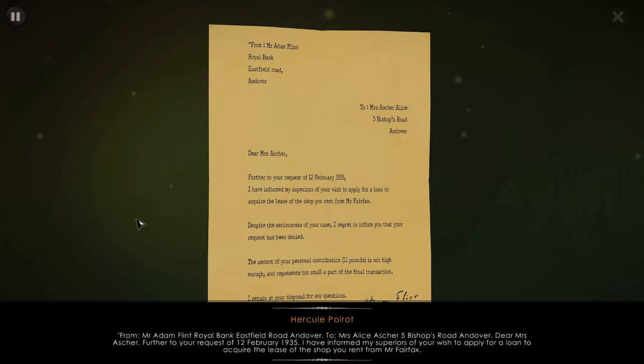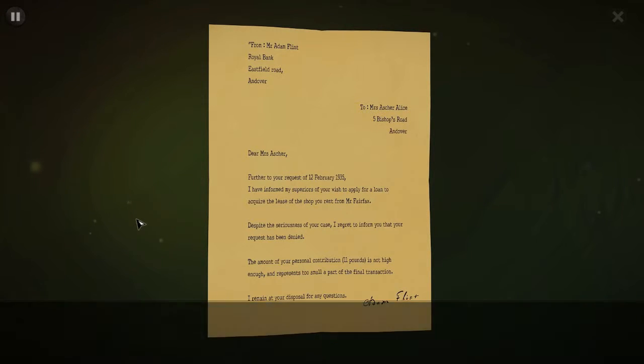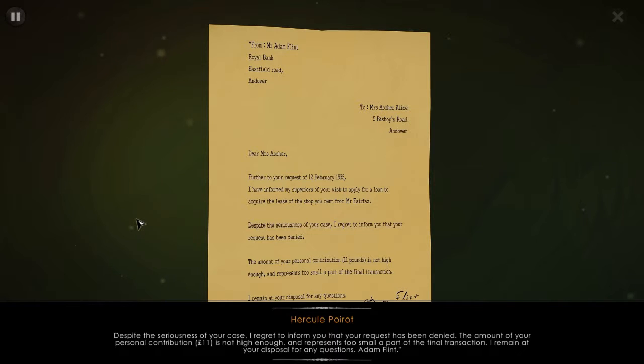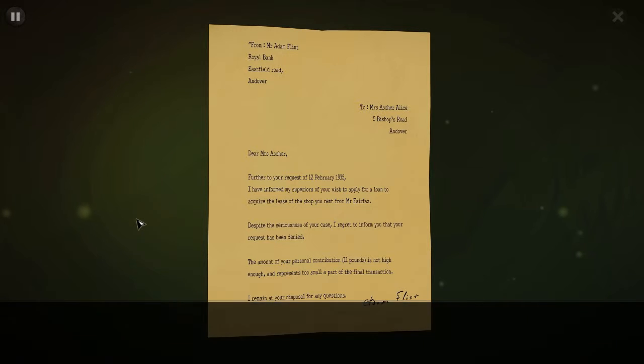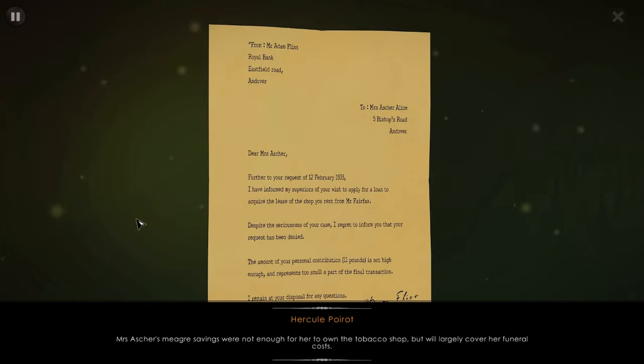From Mr. Adam Flint, Royal Bank, Eastfield Road, Andover. To Mrs. Alice Asher, 5 Bishops Road, Andover. Dear Mrs. Asher, further to your request of 12 February 1935, I have informed my superiors of your wish to apply for a loan to acquire the lease of the shop you rent from Mr. Fairfax. Despite the seriousness of your case, I regret to inform you that your request has been denied. The amount of your personal contribution, £11, is not high enough and represents too small a part of the final transaction. I remain at your disposal for any questions. Adam Flint. Mrs. Asher's meager savings were not enough for her to own the tobacco shop, but will largely cover her funeral costs.